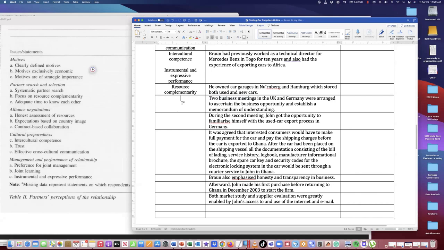Two business meetings. Sometimes you look at the things very well. What else is there? Trust. No, the trust is an outcome. It has not yet happened. Look at only this part. To ascertain the business opportunity, there's the motive. Preference for joint management. Effective, clearly defined motives, because it tells you why they were doing the business. Motives of strategic importance, or strategic motive. Effective cross-cultural communication.